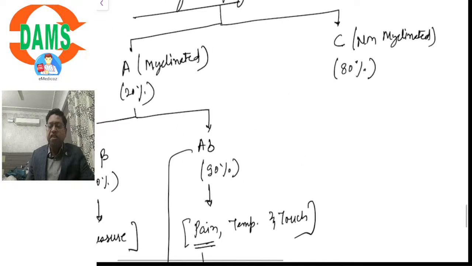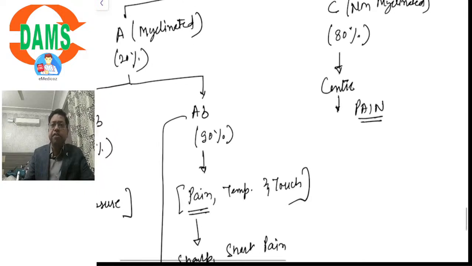If we come over to the C fibers, which are the major type of sensory nerve fibers, they are mostly present in the center of the pulp, and they carry the sensation of only pain. Okay. So the major fibers responsible for the deep-seated pulpal pain would be the C fibers. That's why they are present in 80% concentration.